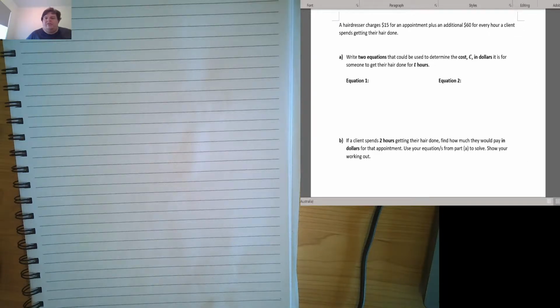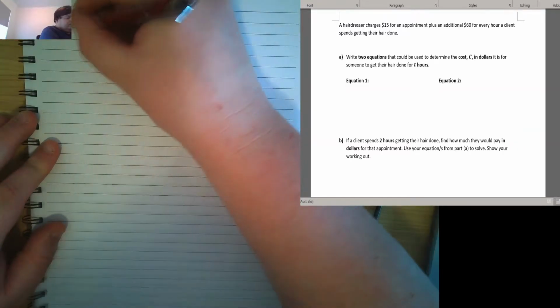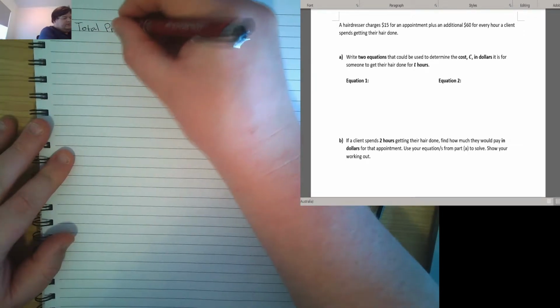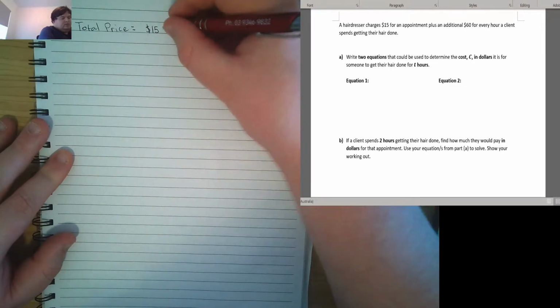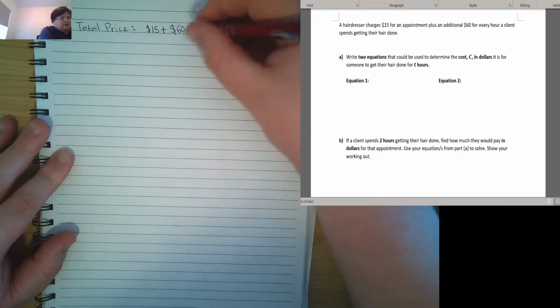So the first question says, a hairdresser charges $15 plus an additional $60 for every hour a client spends getting their hair done. Write two equations that could determine the cost C in dollars for someone to get their hair done for 10 hours. Now, let's just write this out with words and then we'll change them to variables in a moment. So the total price, or total cost, equals $15 for the appointment plus $60 for each hour.